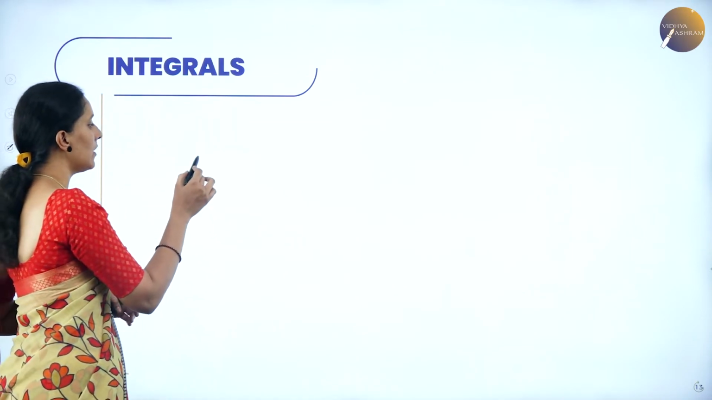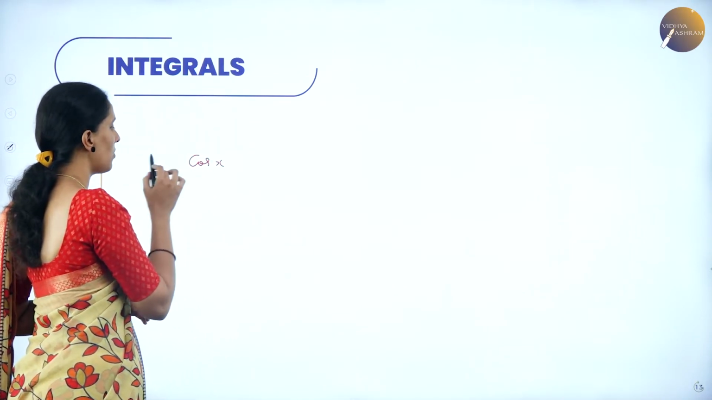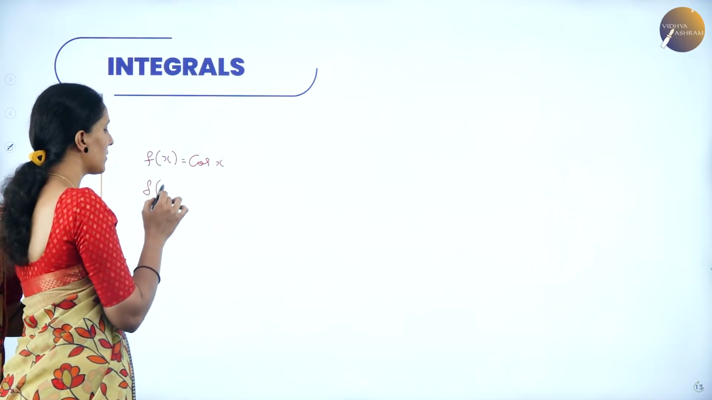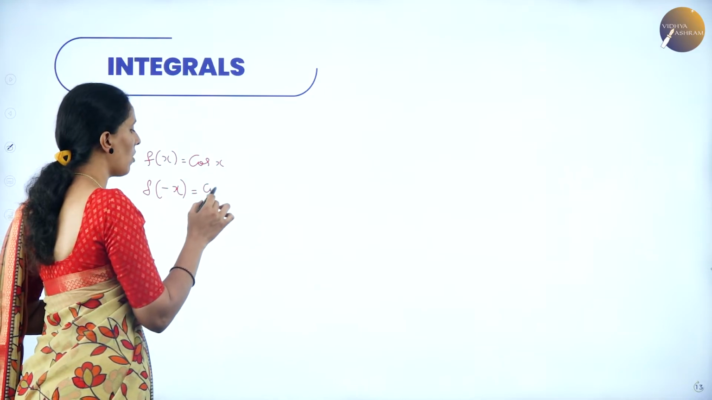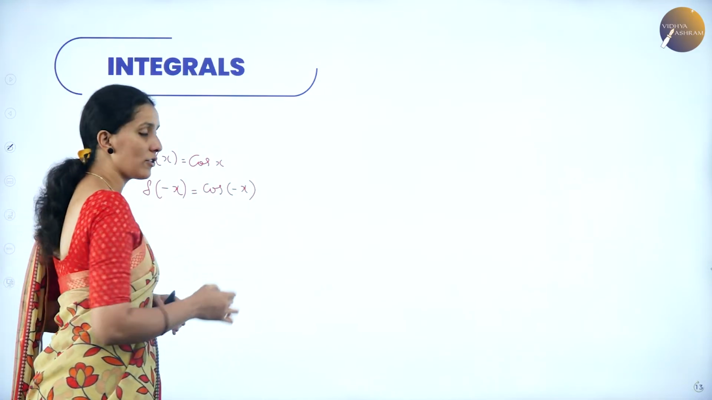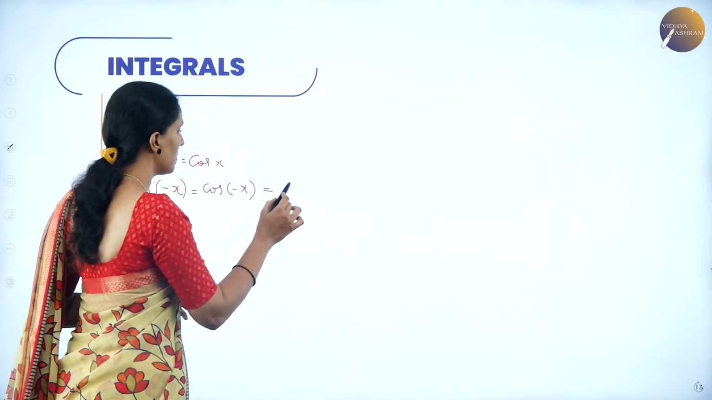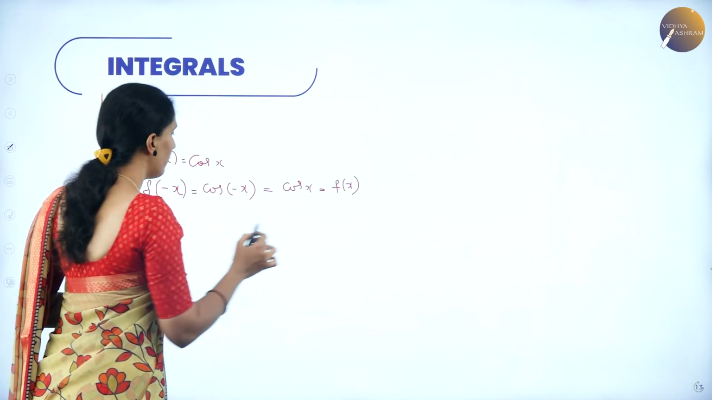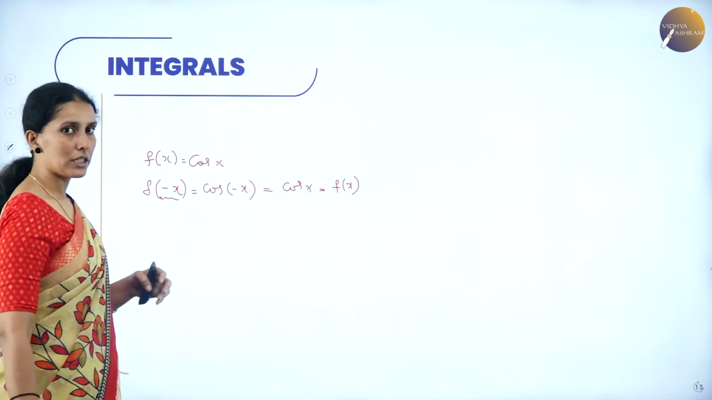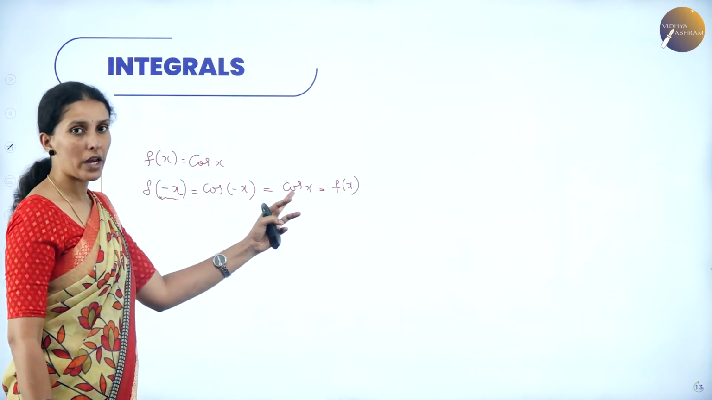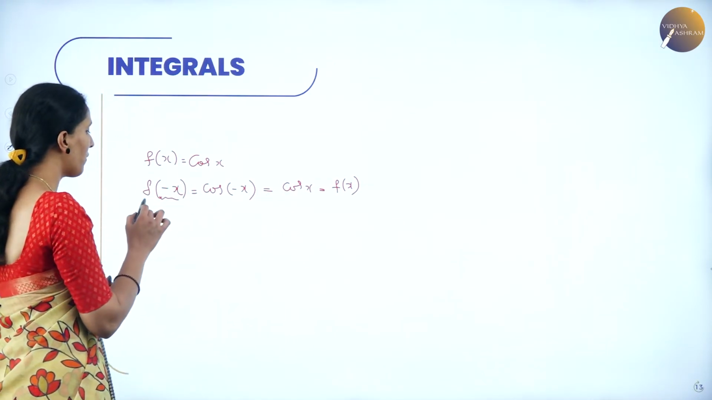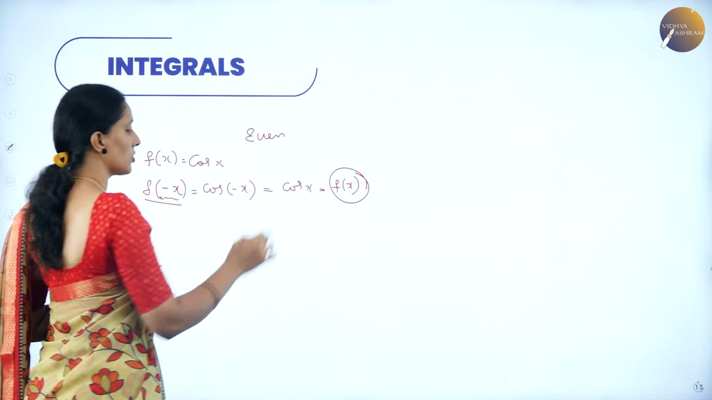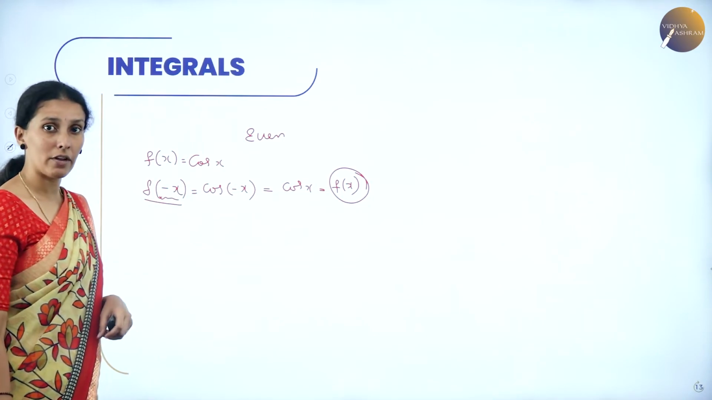So consider cos x. Let me take f of x is equal to cos x. Change x to minus x, then it is cos of minus x. What is cos of minus x? It is cos x, which is nothing but f of x. So even though you change the sign of x, the function is one and the same. So if f of minus x is equal to f of x, then it is called an even function. So we can call cos x an even function.